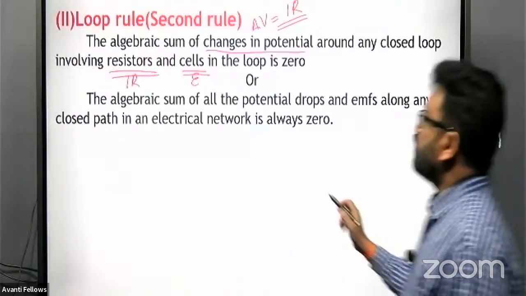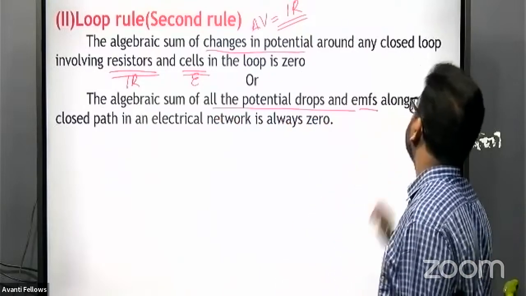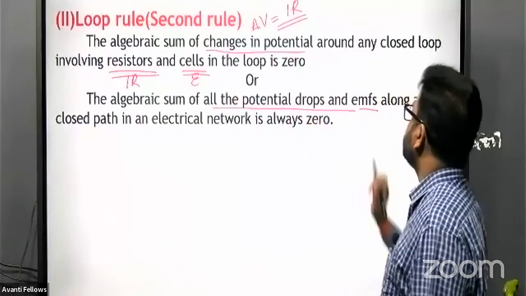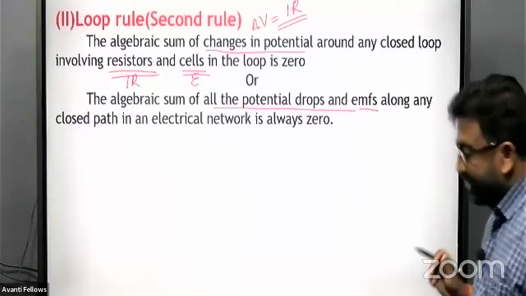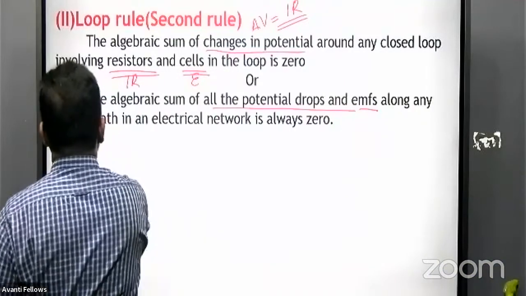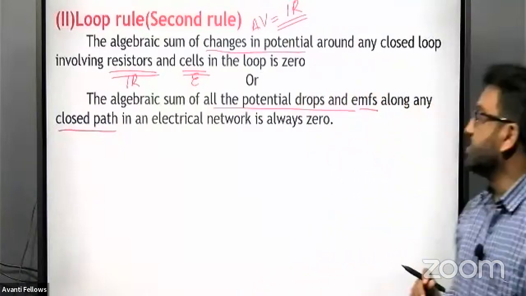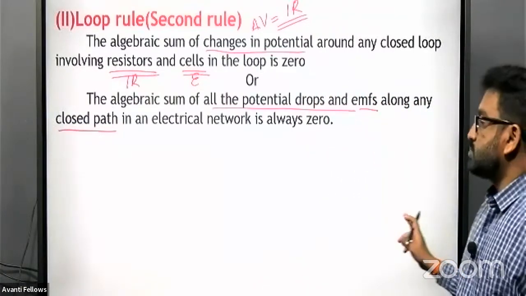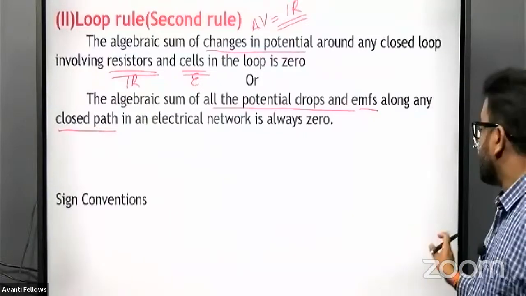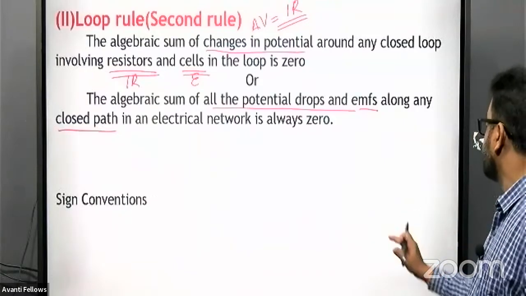Or we can write the algebraic sum of all the potential drops and EMFs. It's the same thing. Here, this is the potential drop and this is the EMF. Here again, potential drop and EMF along any closed path. This you should remember: along any closed path in an electrical network, the sum is always 0. Now we have to follow certain sign conventions for understanding this.